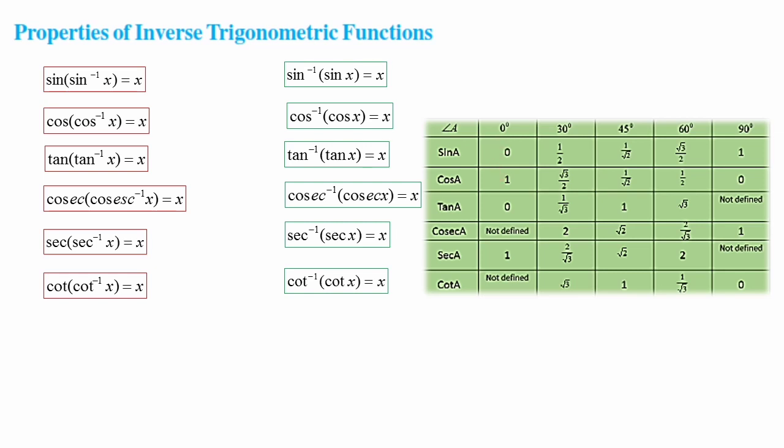0 by 1, that is 0. 1 by 2 by root 3 by 2, that is 1 by root 3. 1 by root 2 by 1 by root 2, that is 1. Root 3 by 2 by 1 by 2, that is root 3. And 1 by 0, division by 0 is not defined.